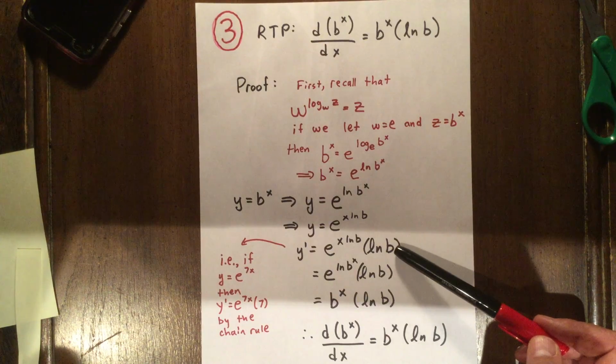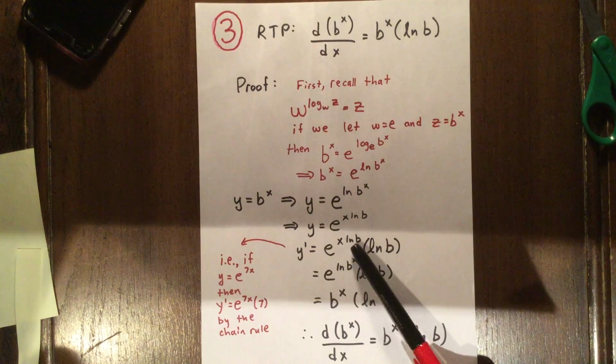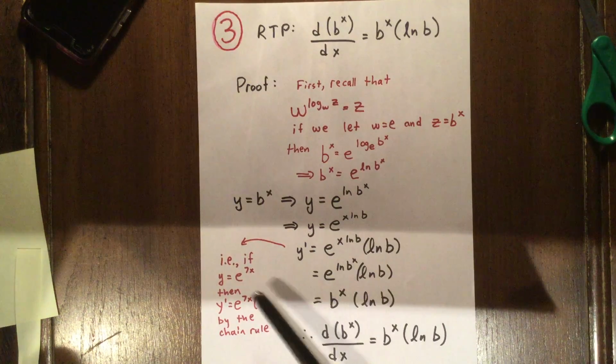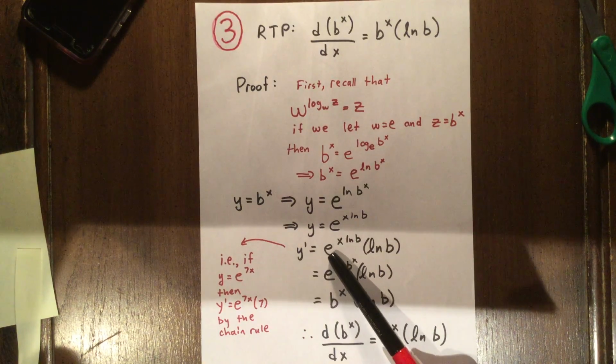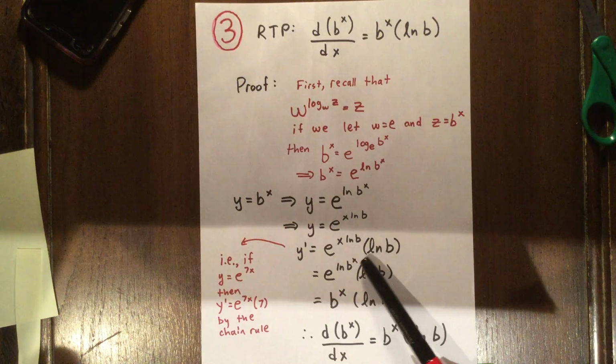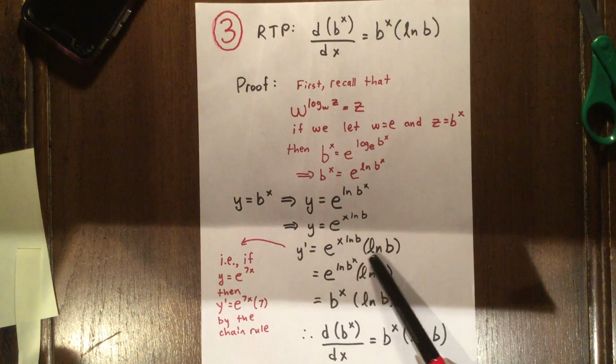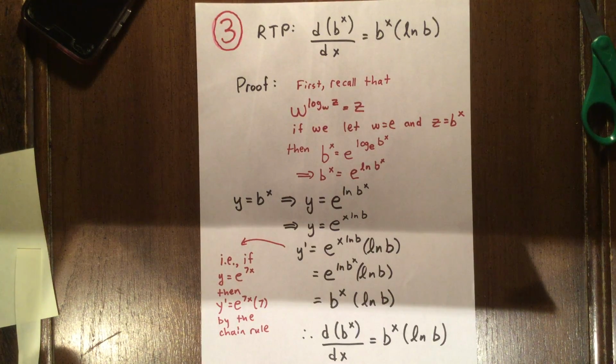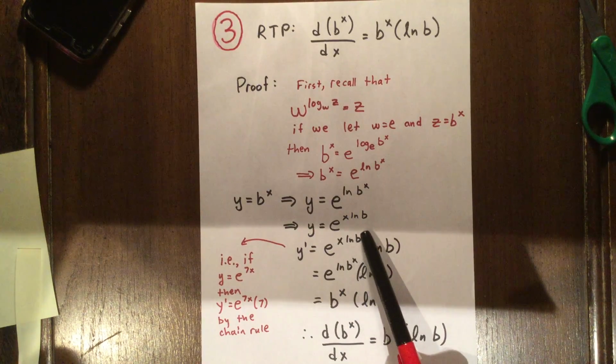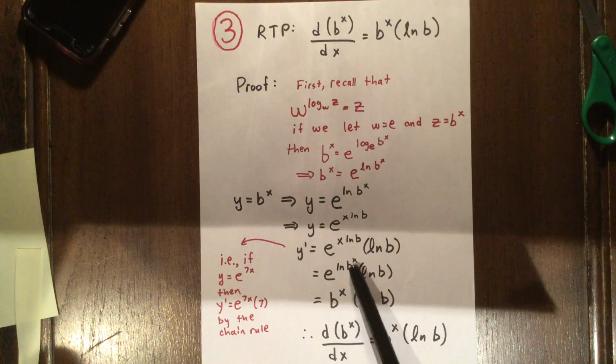So again, that takes a little getting used to, but just for a second, imagine the ln of b is something like 7. That'd be like saying e to the 7x, the derivative is e to the 7x times 7. So if we're saying e to the x ln b, then the derivative would be e to the x ln b times the ln of b. So we can now take this x, put it back up here, and we get e to the ln of b to the x times ln of b.